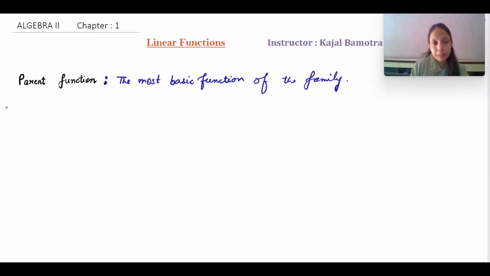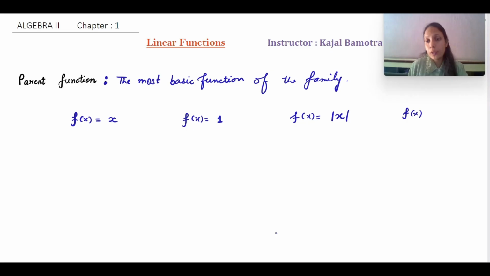Let's see some examples. I have a function f(x) is equal to x. f(x) is equal to some constant. f(x) is equal to absolute value of x. And f(x) is equal to x squared. So these are the basic functions. This one is linear, this is constant, absolute value, and that's a quadratic function. When we talk about the parent function, we learn the basic parent functions. There are more, like cube and square root functions, but here we are talking about these only.